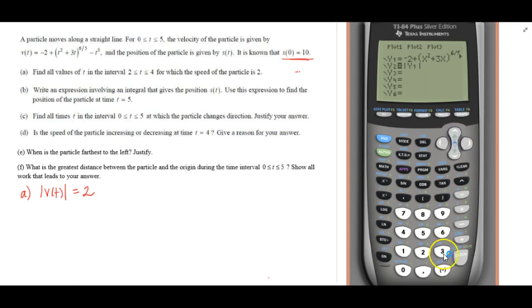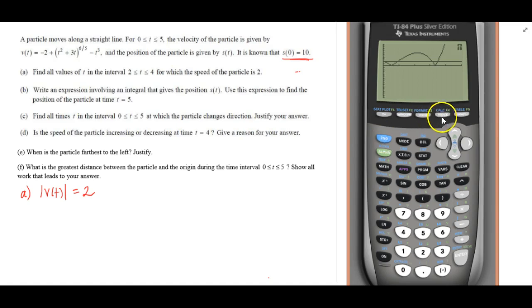Let's enter y3 as 2. Graph that. This is actually kind of a tricky problem because I need to find all values between 2 and 4. So I really only care about what's happening right here at 2, and right here at 4. I really only care about these two values here.